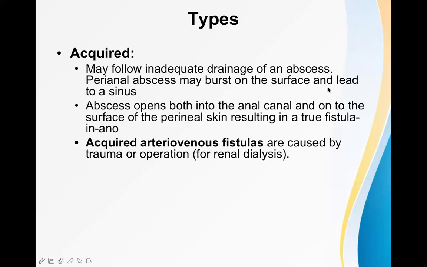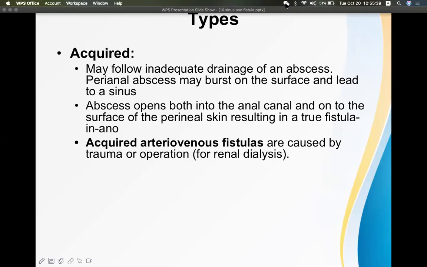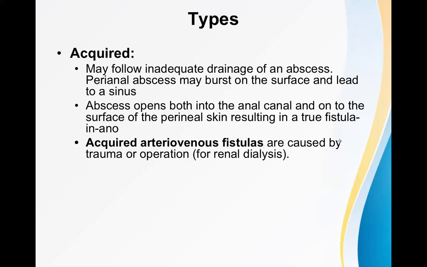Perianal abscess may burst on the surface and lead to a sinus. Perianal abscess, around the anal canal, is quite common in the general population, and this is a very serious type of abscess because it can easily give rise to sinus or even fistula. An abscess that opens both into the anal canal and onto the surface of the perineal skin can result in fistula in ano, an important topic which we will teach you in the GI system.